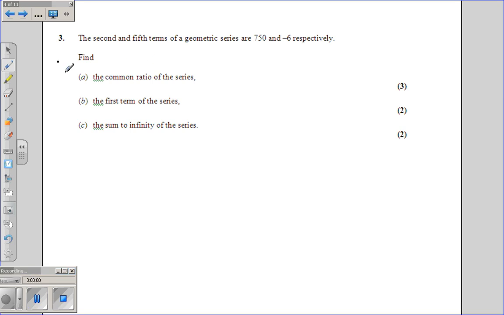3. This is on geometric series. Really nice question this, because it's 7 marks, but there's no horrible context or anything. It's just straightforward, dead simple. So it gives us 2 bits of information.